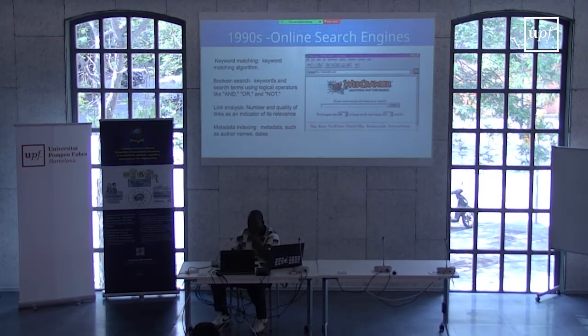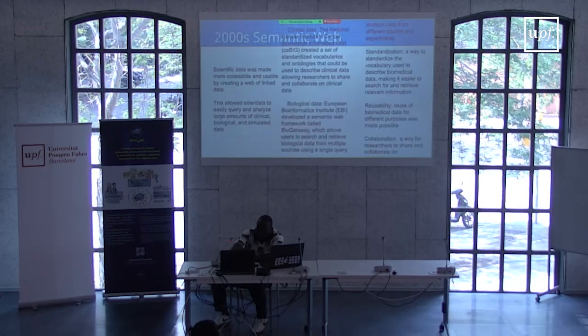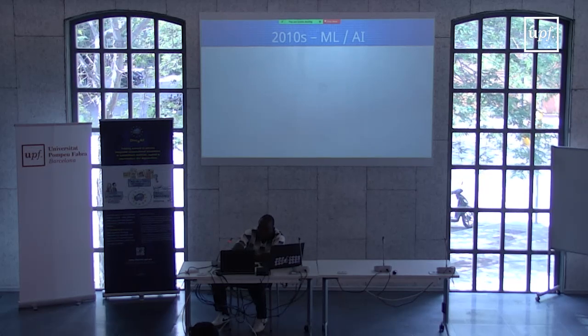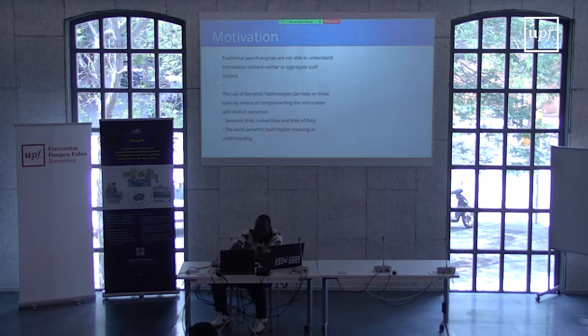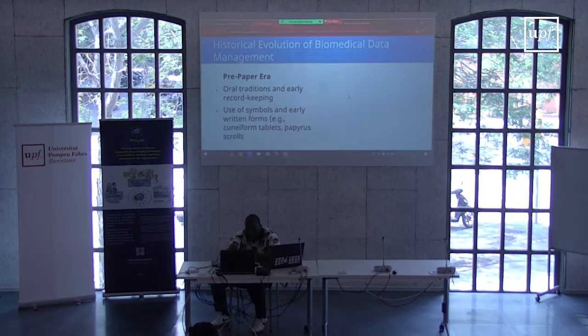In the 1990s, we had the online search engines. And in the 2000s, now came the semantic web, the ontologies. But now we have ML and artificial intelligence. So we can safely say that we would not be having this artificial intelligence or machine learning era without the semantic web, because it is the one that directly precedes it.